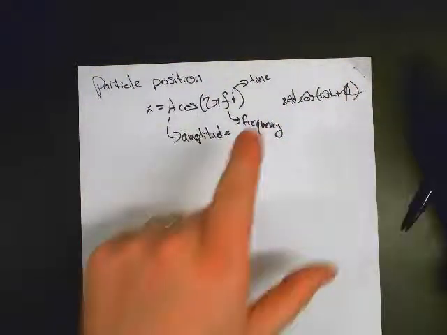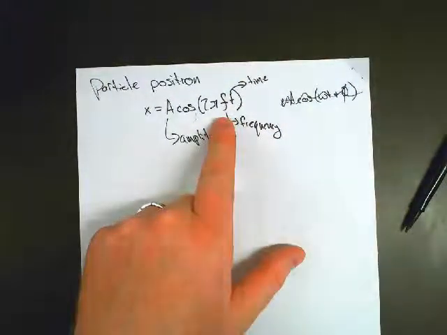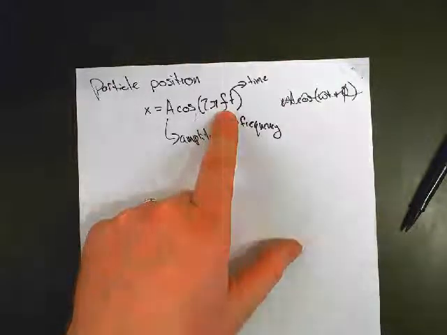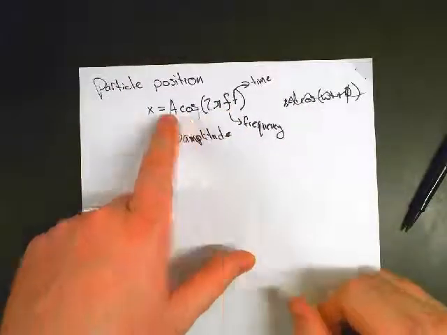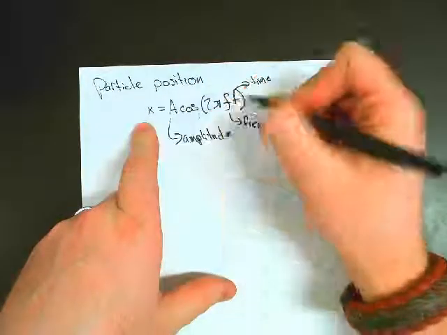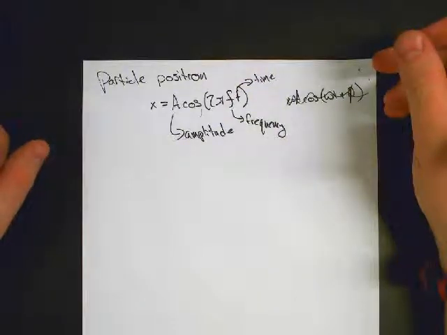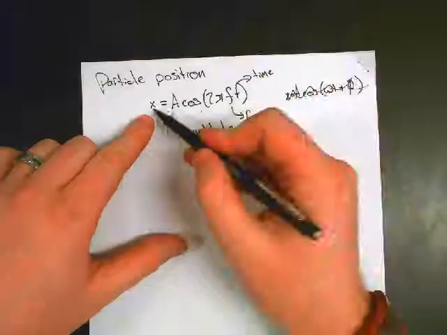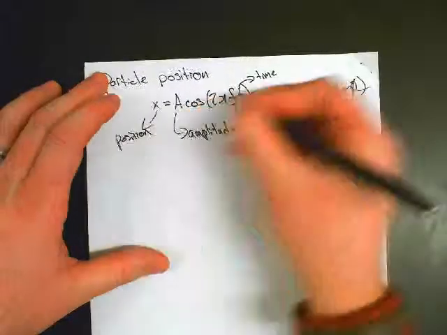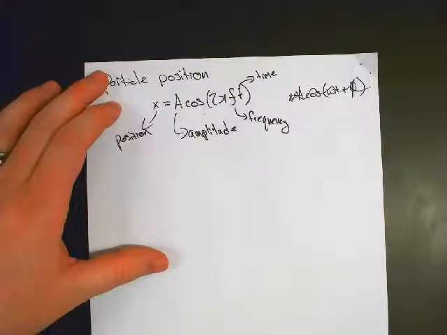So if the particle starts at its rest position and then begins moving as a wave of certain frequency passes through it, we can find its position based on its amplitude here at time t. x is position, t is time. That makes sense?